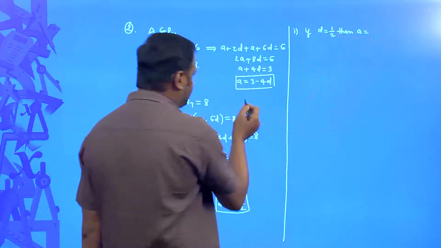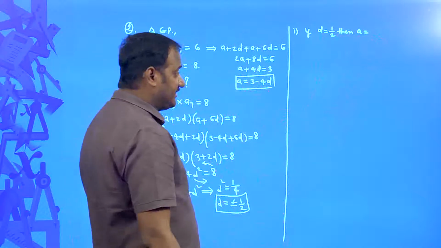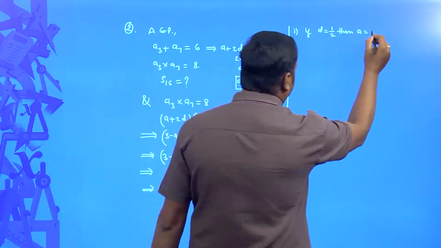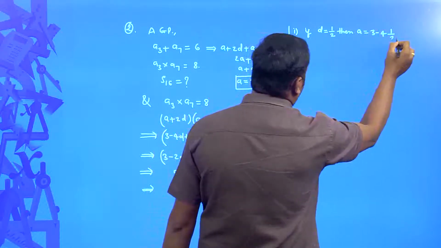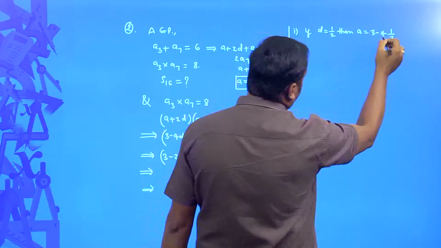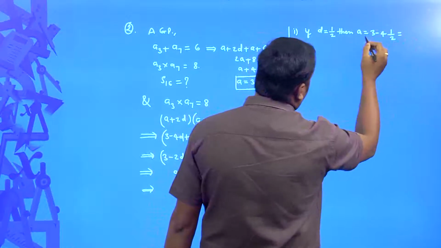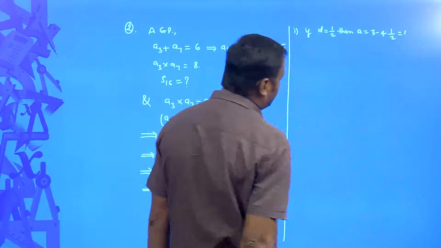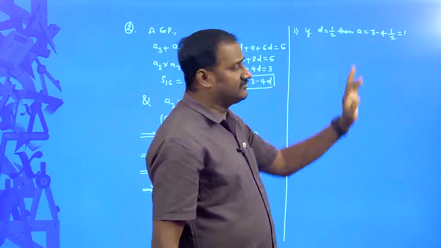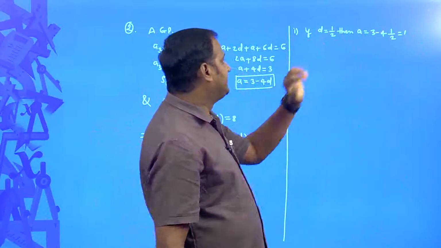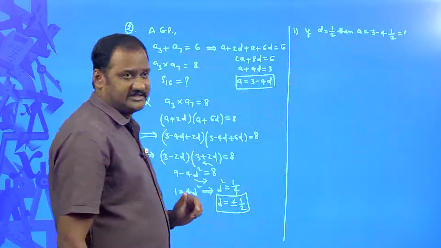A is equal to, there is a formula for a in terms of d, that is 3 minus 4d. So, 3 minus 4 into d, where d is 1 by 2. 2 ones are 2, 2 2s are 4, 3 minus 2 is equal to, what is the value of 3 minus 2? It is equal to 1. Therefore, the value of d is equal to 1 by 2, a is equal to 1. With the help of this a and d, you can find the sum of the first 16 terms.